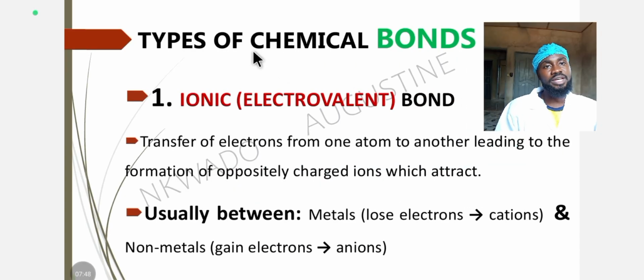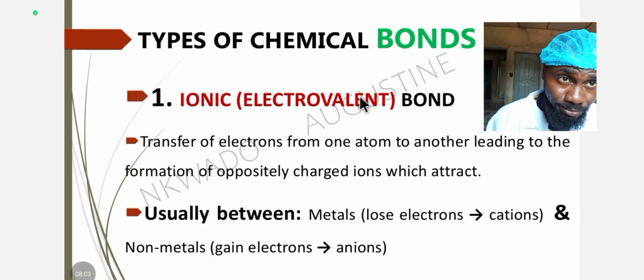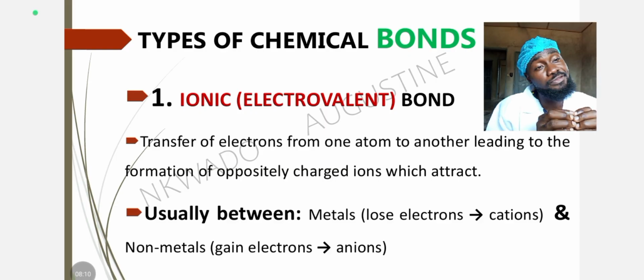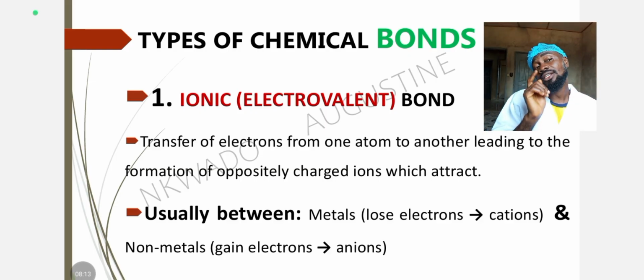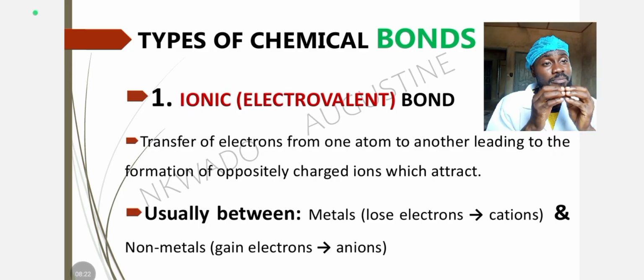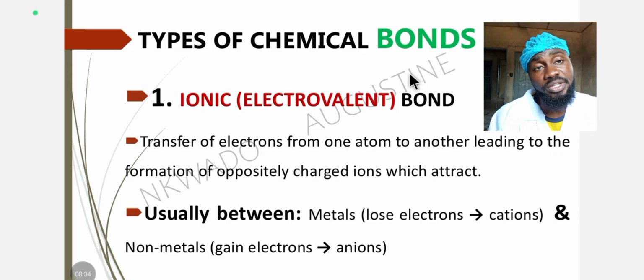The types of chemical bonds. The first we have here is the ionic bond. It can also be called an electrovalent bond. Why is it called an ionic bond? Because it's a bond that involves the exchange of ions. One receives, one takes. It's the bond that occurs from a redox reaction. Ionic bond is the aftermath of a redox reaction or a redox chemical process.